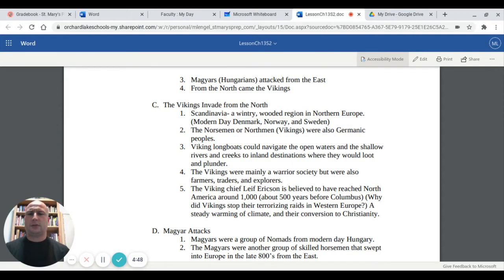Viking longboats, as I said earlier when I showed you the picture, could navigate the open waters and even into shallow rivers, creeks, streams. They could get inland to destinations where they would then quickly attack and they would loot and plunder.